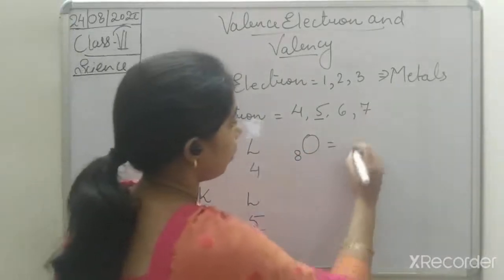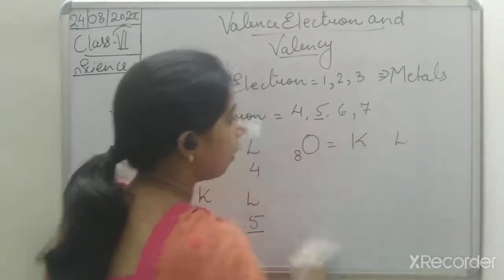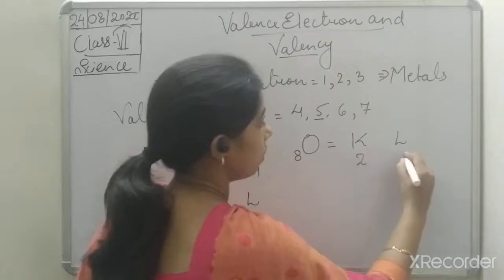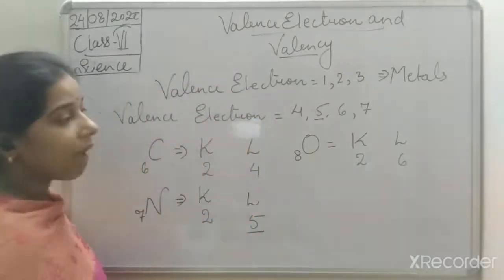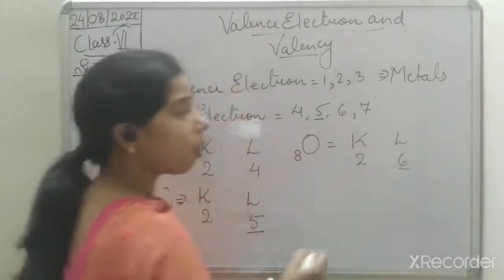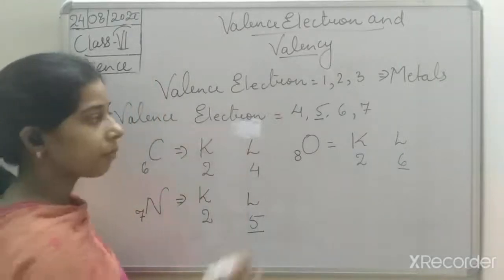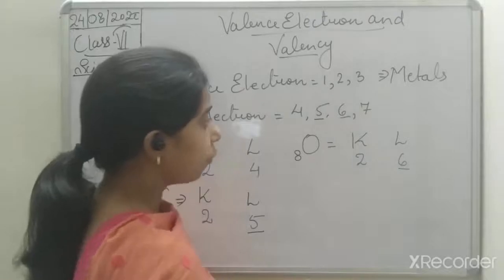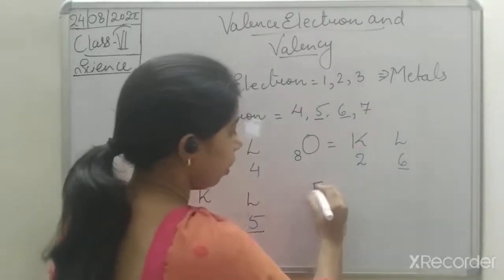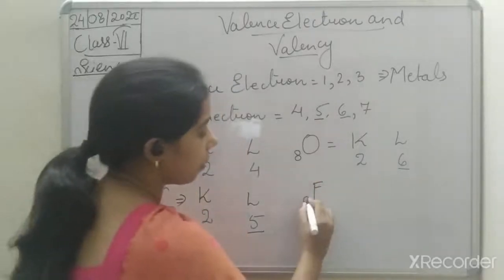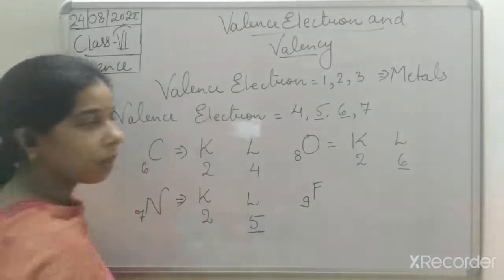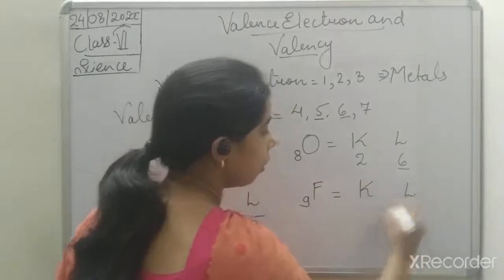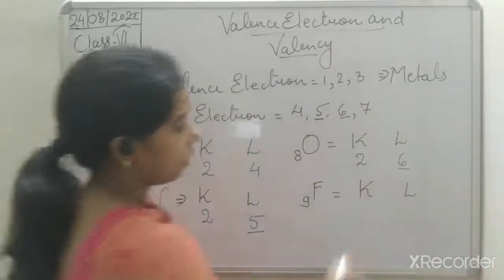So the electronic configuration will be K and L, and here it will be 2, 6. So the valence electron present in oxygen is 6. Now if we see fluorine, its atomic number is 9. So its electronic configuration will be 2, 7.